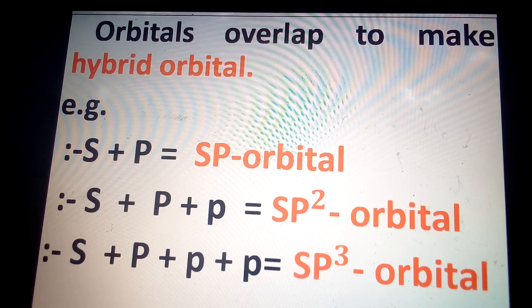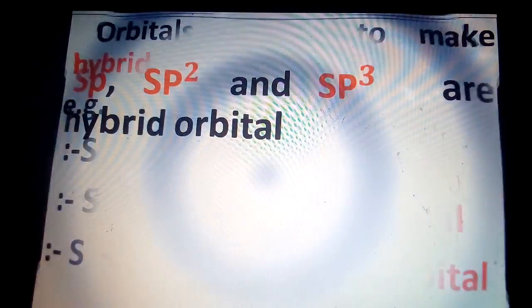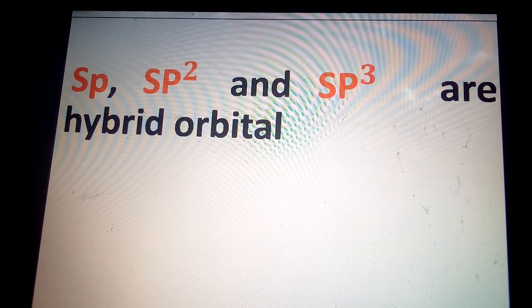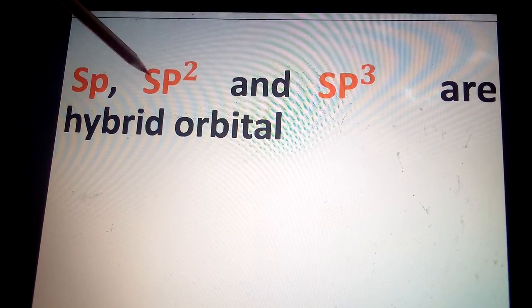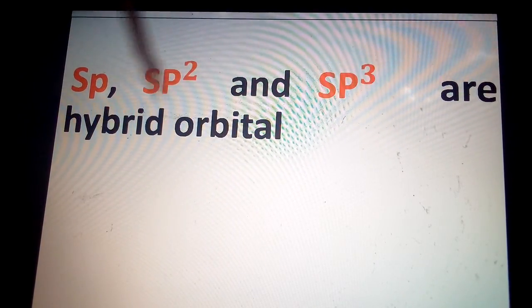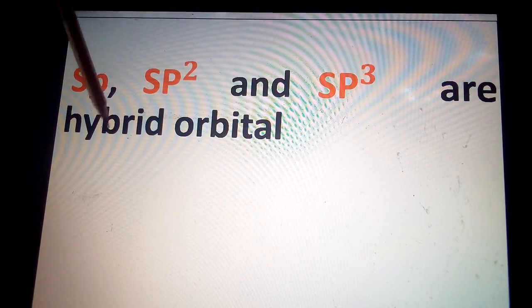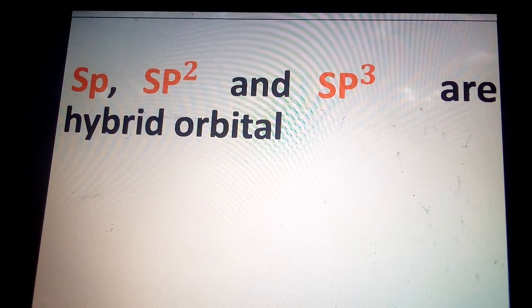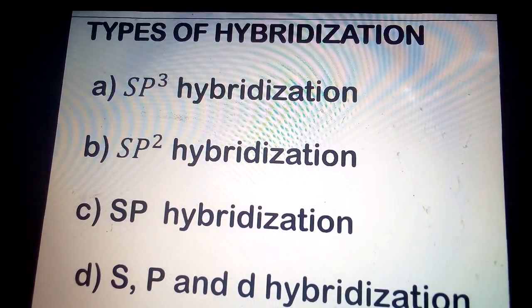That was a further explanation about hybridization. So the orbitals that we shall obtain after mixing are the sp orbital, sp2 orbital, and sp3 orbital. These are the hybrid orbitals, the orbitals obtained after mixing the orbitals.